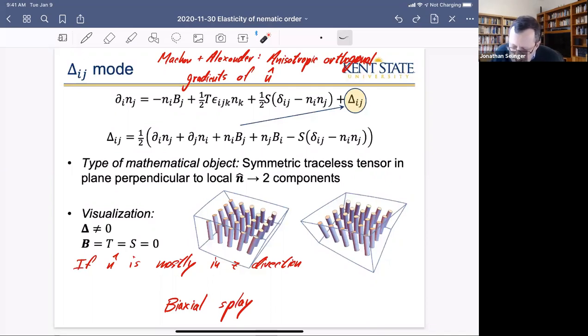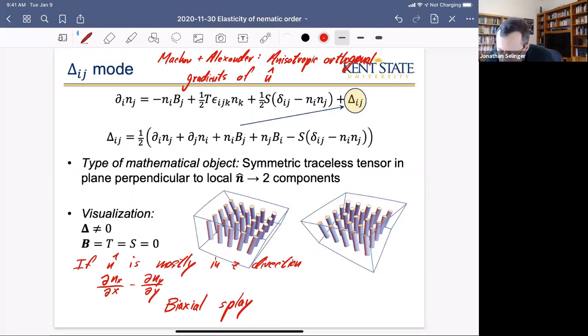So it could be described mathematically by a difference: the derivative of nx with respect to x minus the derivative of ny with respect to y. That shows how it goes outwards in x and inwards in y. Now, what if you rotate by 45 degrees?